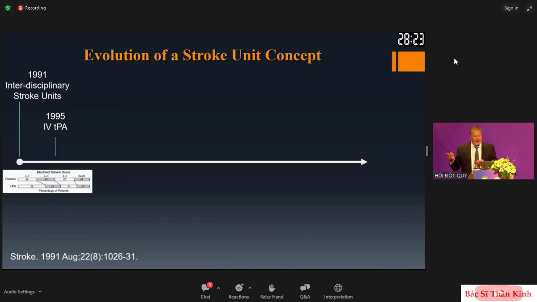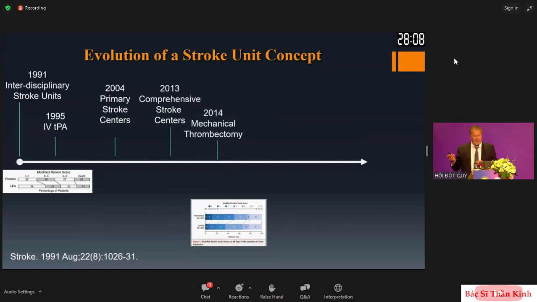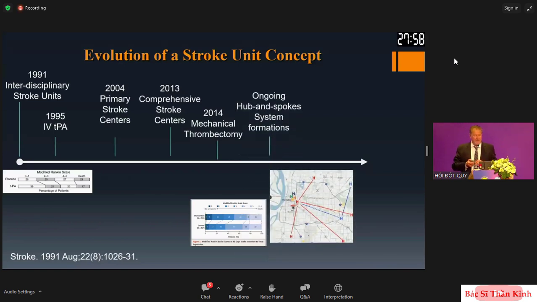So tPA was published and approved in '95. We started to give it in '96. The Joint Commission introduced primary stroke centers in 2004. In 2013, we launched comprehensive stroke centers in the United States. Interestingly, just preceded by one year, MR CLEAN results gave us evidence, the first trial gave us evidence, that thrombectomy works.